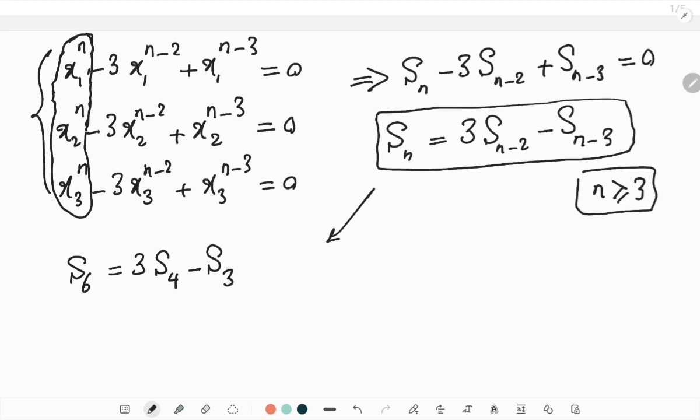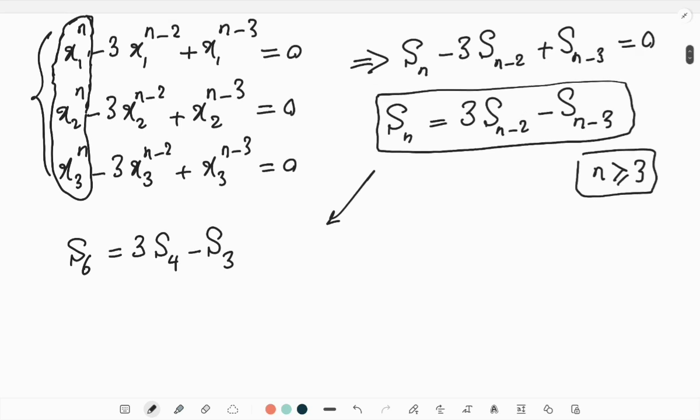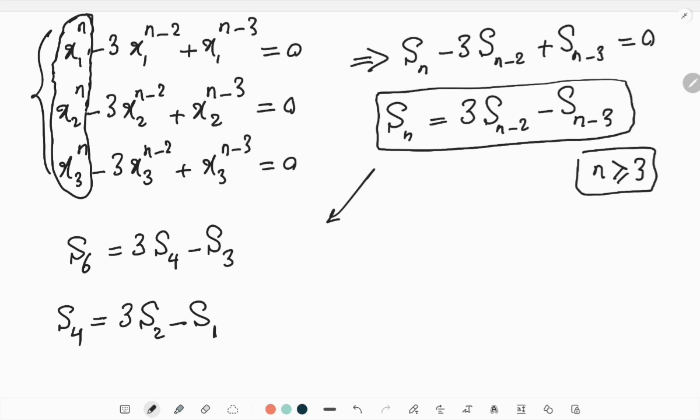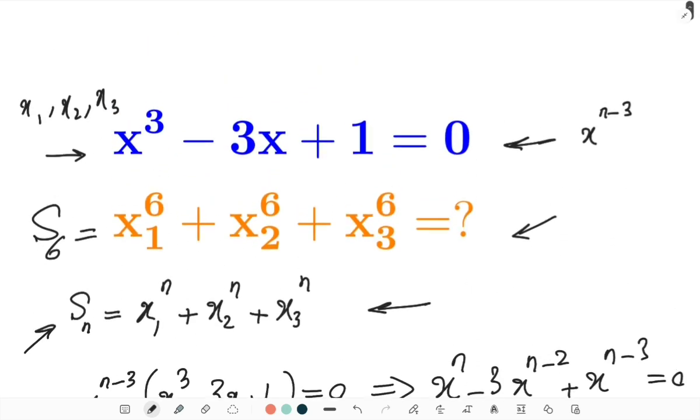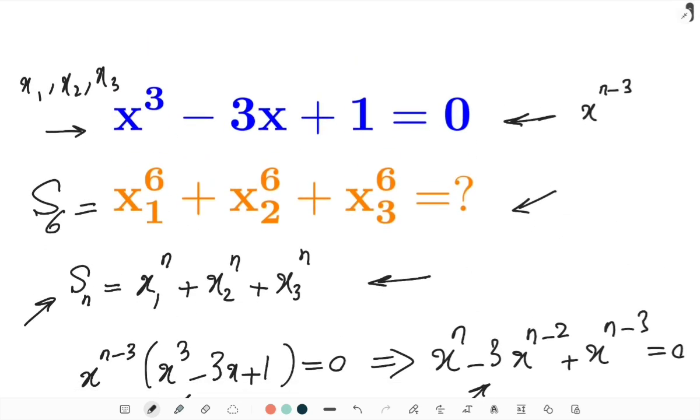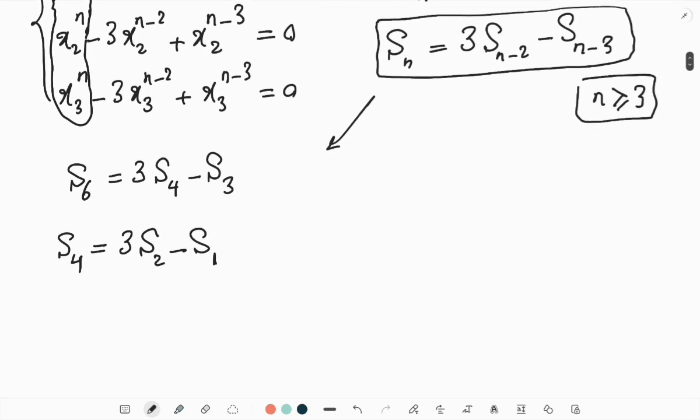So in the next step, I'm going to calculate S4 first. So what is S4? S4 can also be written, according to this formula, as 3S2 minus S1. Okay? Now I have to find S2 and S1. So let us take the equation which we had here, x^3 - 3x + 1 = 0. So this is the equation which we had.